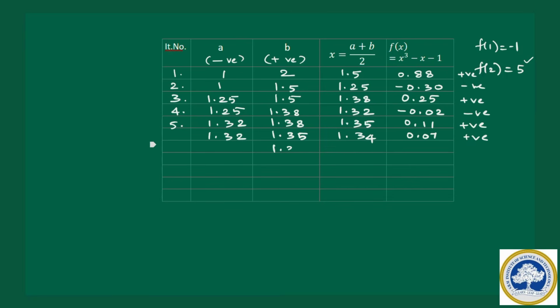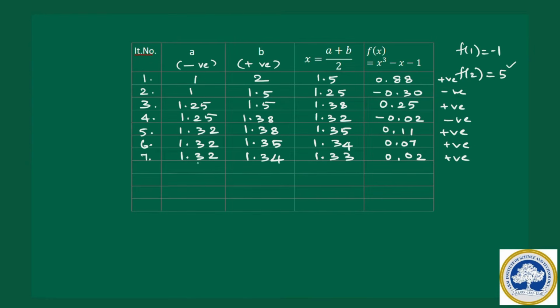Positive means this should be 1.34, 1.32, and then again put it in the formula, it gives you 1.33. For this it is 0.02, again positive. Now this is changed as 1.33, 1.32. Now take the average of this, the answer will be 1.33 and the corresponding value is 0.02, right?